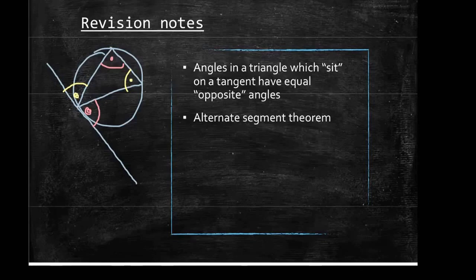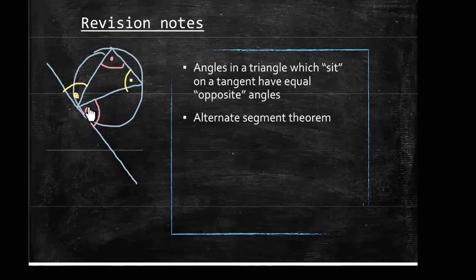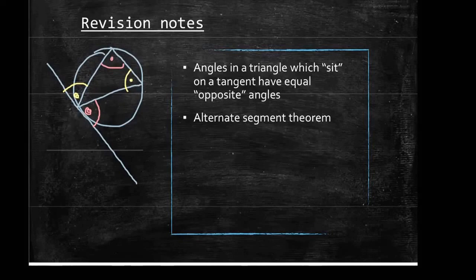There's more than likely going to be other lines obscuring the view here, so there might be other things going on to make it more complicated, but try and pick through the other clutter that you might see on there and see if you can find this triangle and a tangent here for the alternate segment theorem.